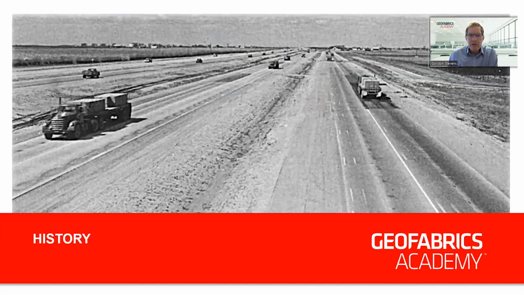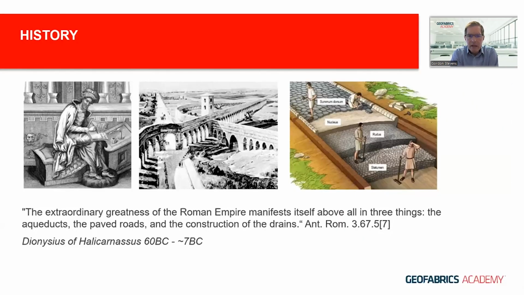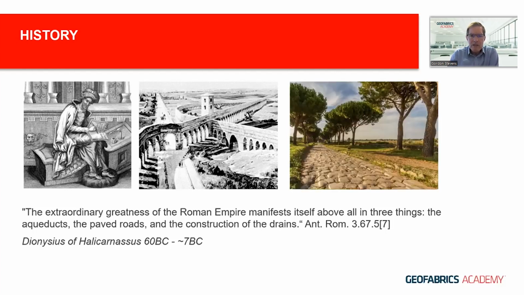So moving on to history. The ancient Romans placed a high importance on managing the movement of water, as highlighted by this Greek historian and teacher during the reign of Emperor Augustus. The efficient use of drainage systems and roads with layers of aggregates is highlighted in that graphic image shown on the right. And a lot of these types of roads can still be found in use today.